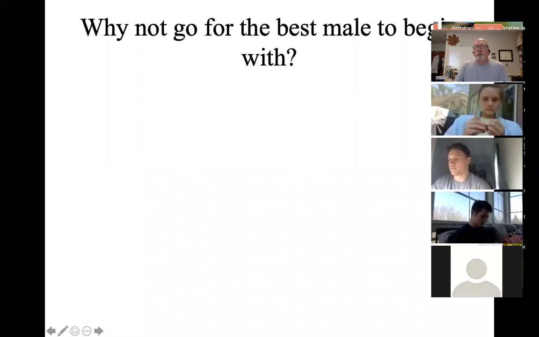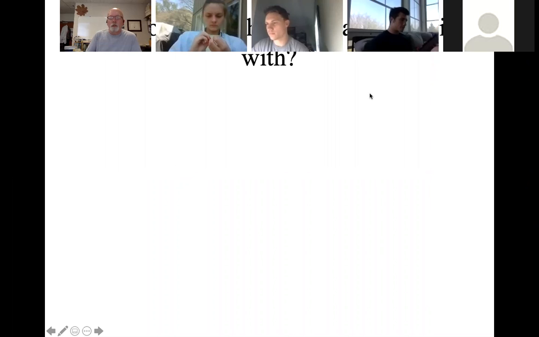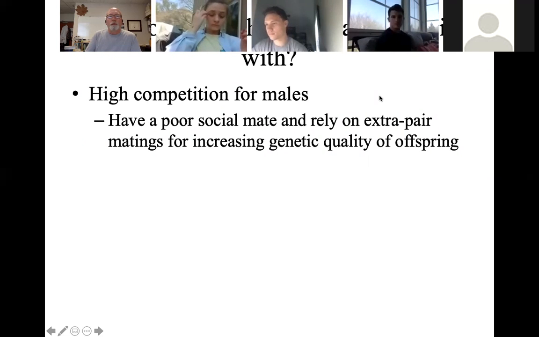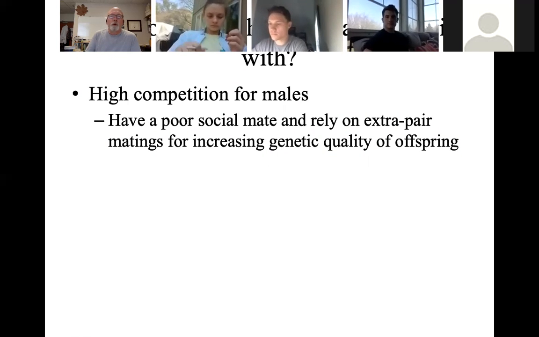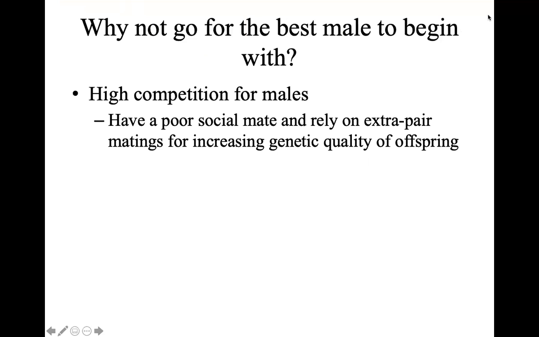So why not go for the best male to begin with? We've talked about the reasons for this. There might be high competition for males, so having a poor social mate and relying on extra pair matings for increasing genetic quality of offspring might be one of the reasons. If the pickings are slim, you can't go for the best male, so you take some substandard male and then try to mate with a higher quality male on the side.